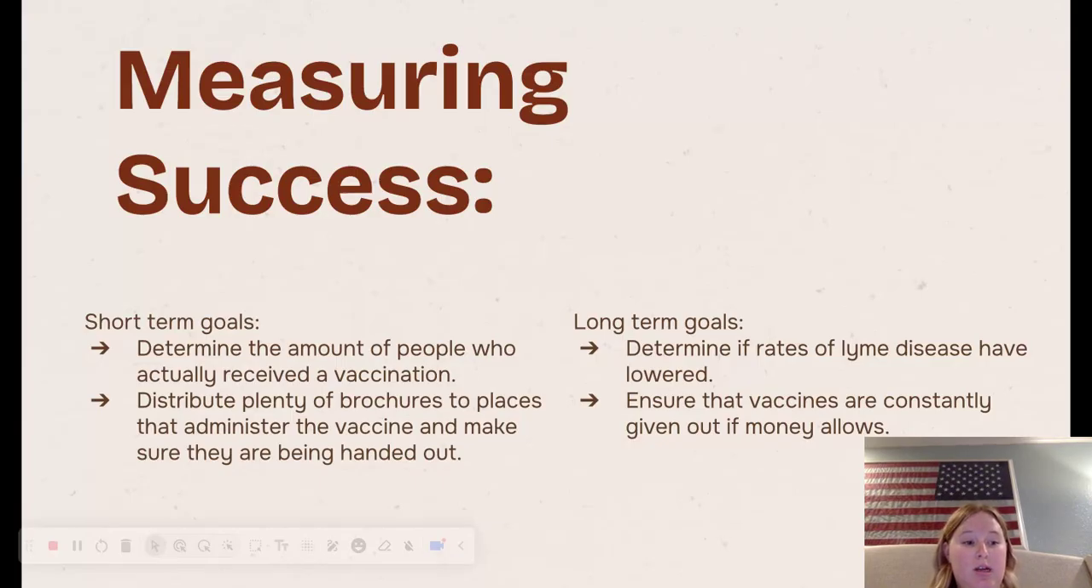And then short-term goals, looking at the amount of people who actually received the vaccine and how many brochures were distributed, could reflect the success of the program. And in the long run, if the actual numbers of Lyme disease were lowered, and ensuring that funding is remaining constant so that people can continuously get the vaccine is also another way to measure success.